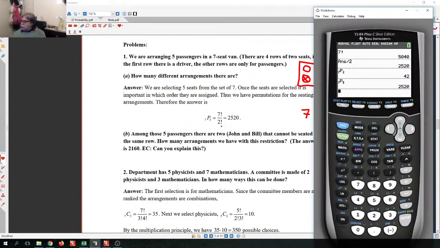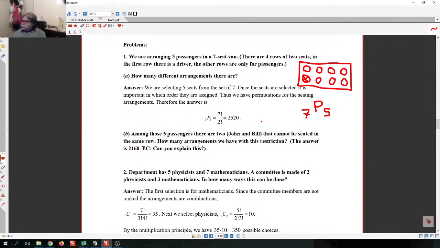So those are factorials on the top and the bottom. You can calculate that way, or you can just straightforwardly calculate using permutations. So, okay, there's our answer, 2,520.